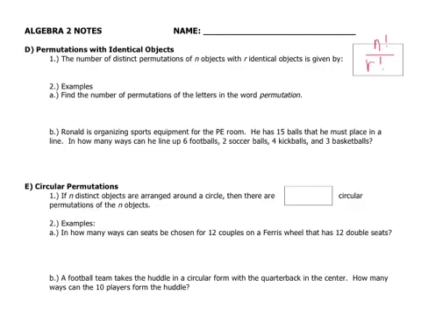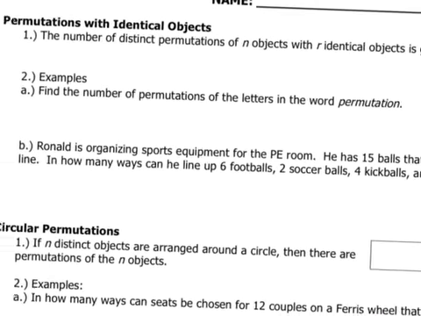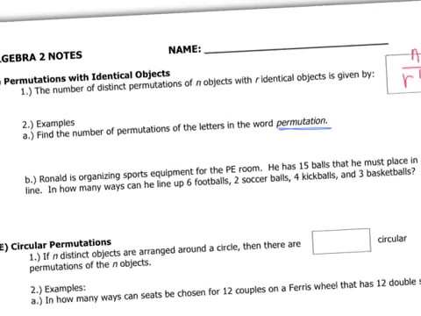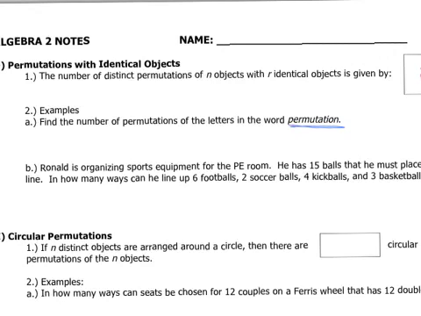So in the first example, it says find the number of permutations of the letters of the word permutation. So we're focused on the letters in that word. All right, the first thing that we have to do is count the number of letters in that word. 1, 2, 3, 4, 5, 6, 7, 8, 9, 10, 11. So our value of n is 11. That's how many we choose from.